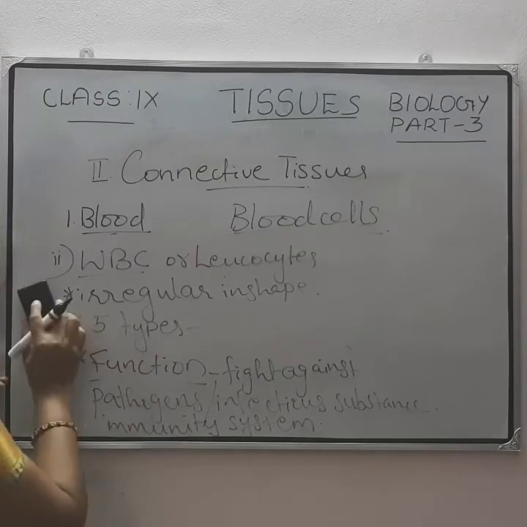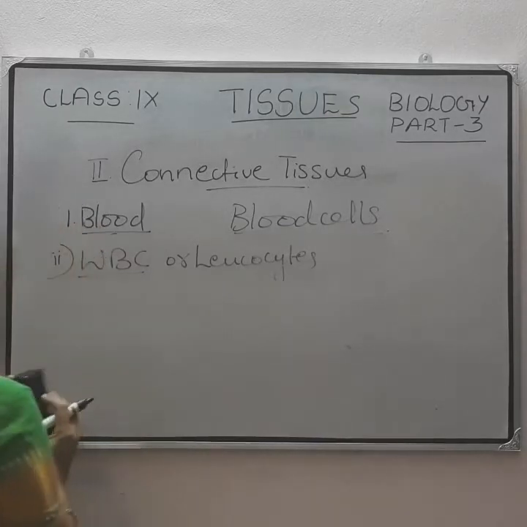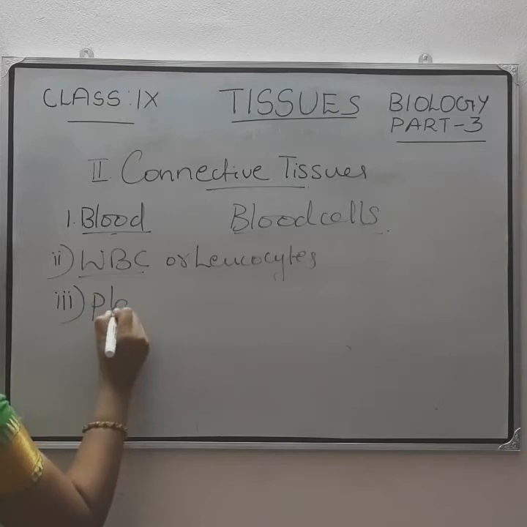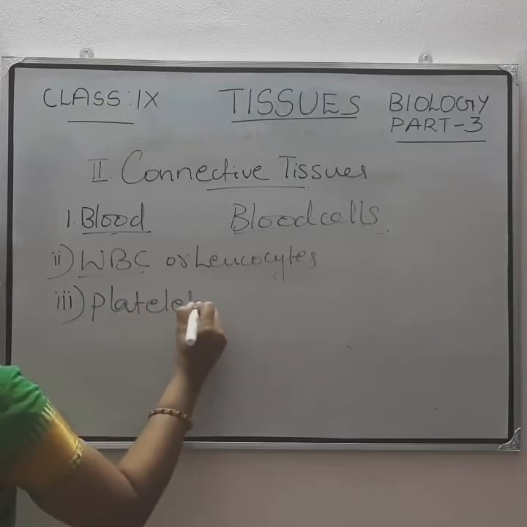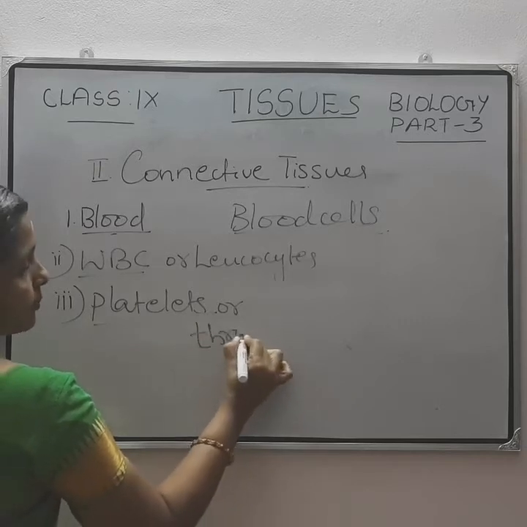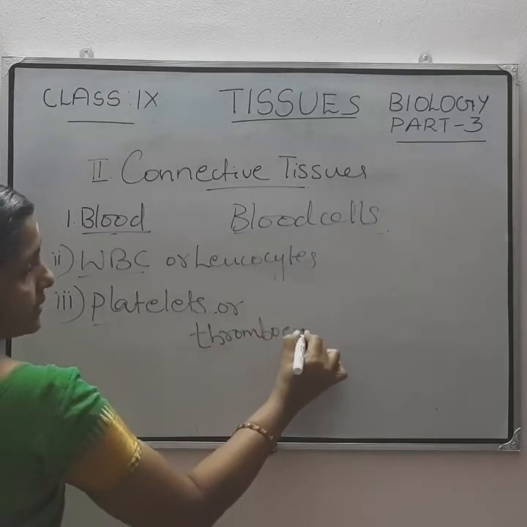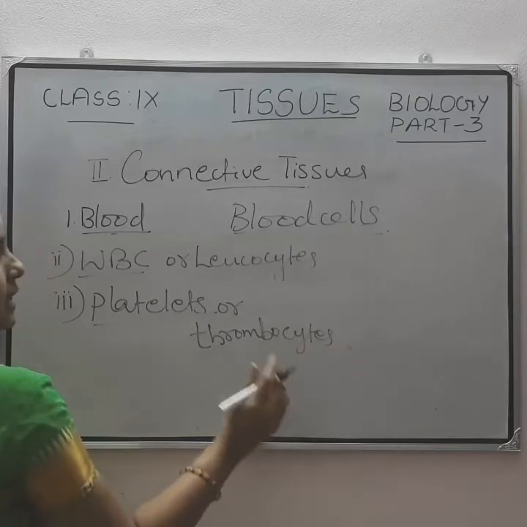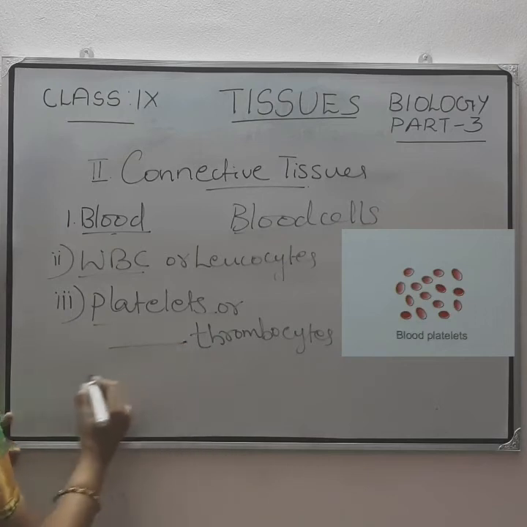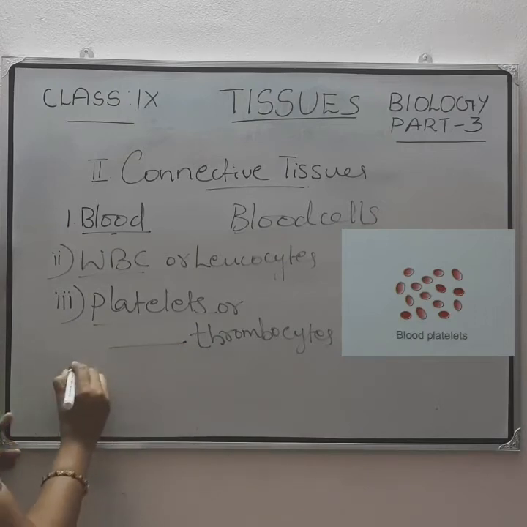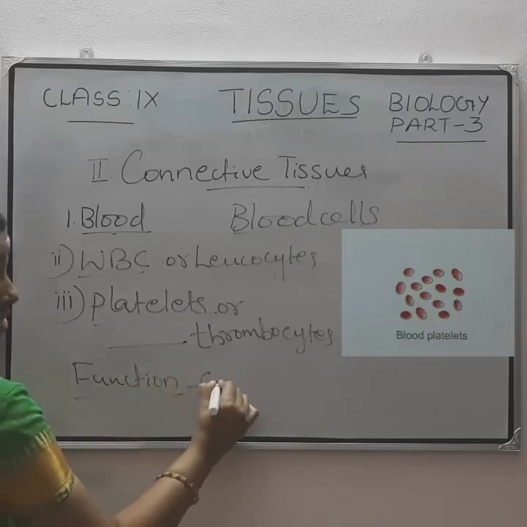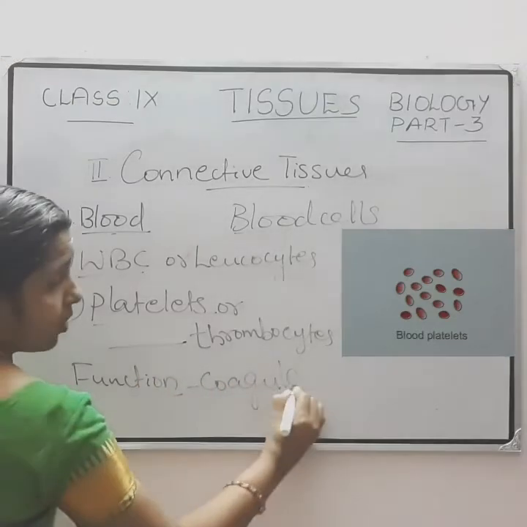And the third one is blood platelets. So the third type of blood cell is blood platelets. Blood platelets are also known as thrombocytes. Look at the figure here. And these platelets, what is their function? Their function is coagulation of blood.